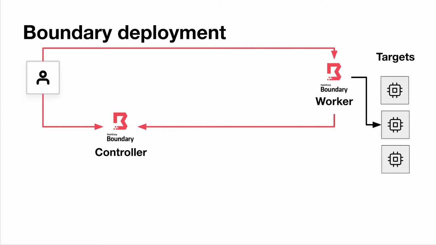Around Boundary, there is supporting infrastructure. You need at least the following. A database. Boundary needs a supported database. Currently, Postgres is supported for the controllers to store resource and current state information in. This allows the controllers themselves to be stateless.